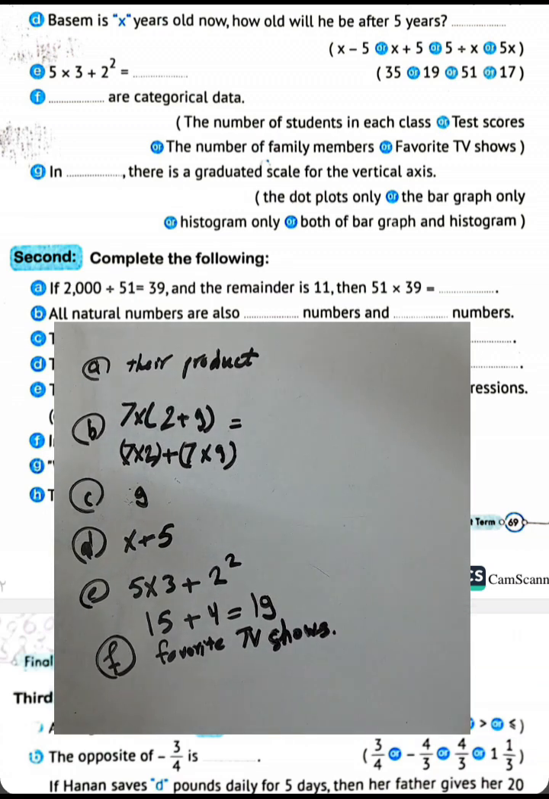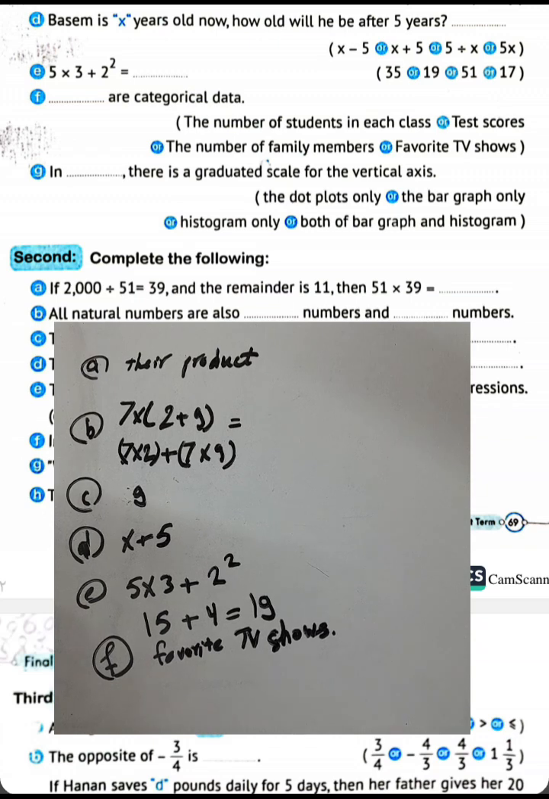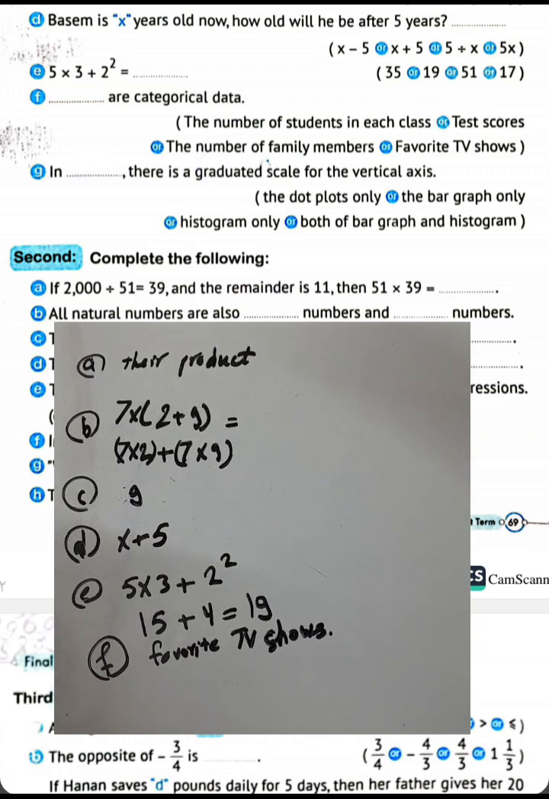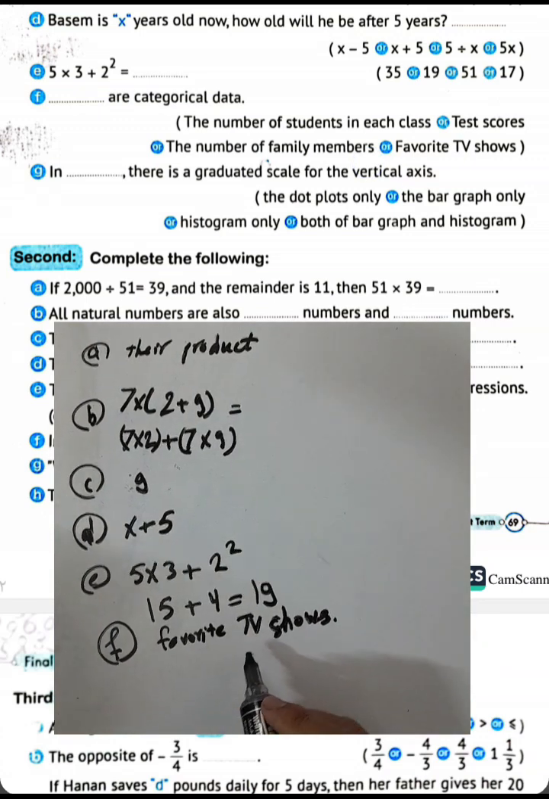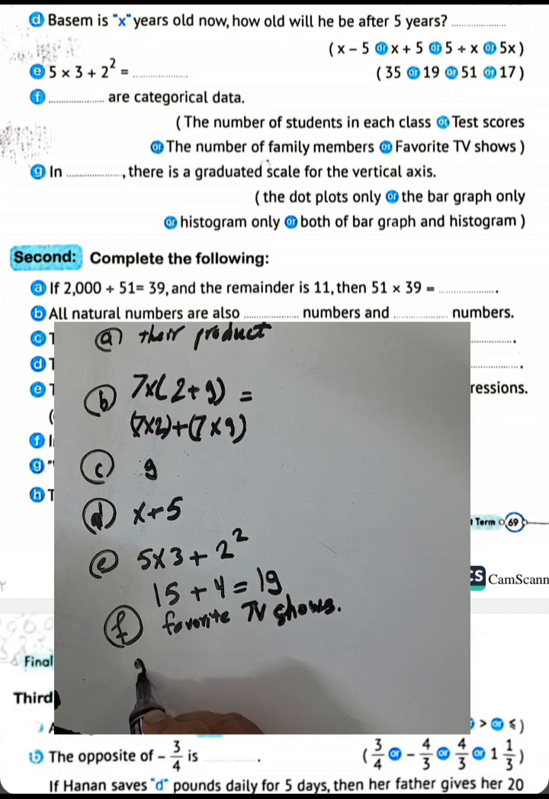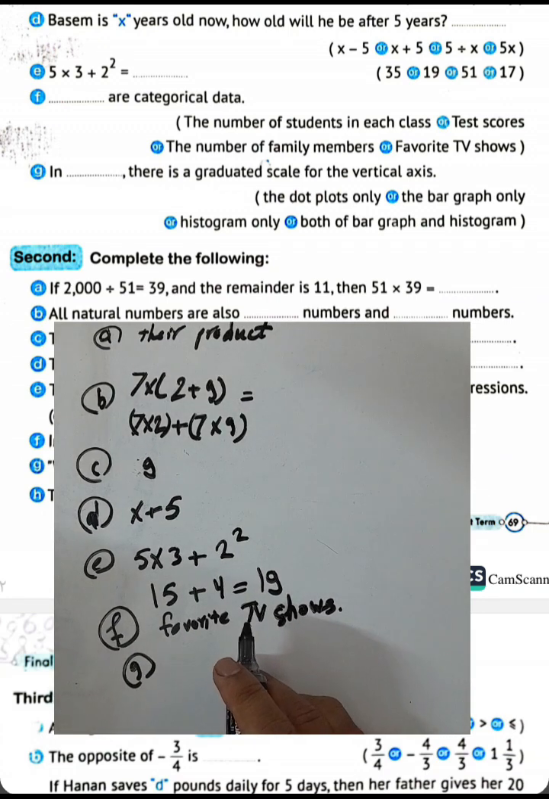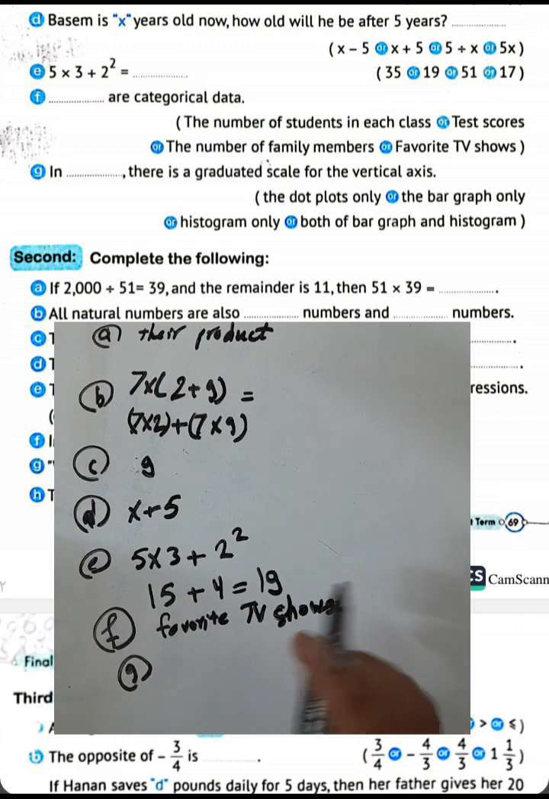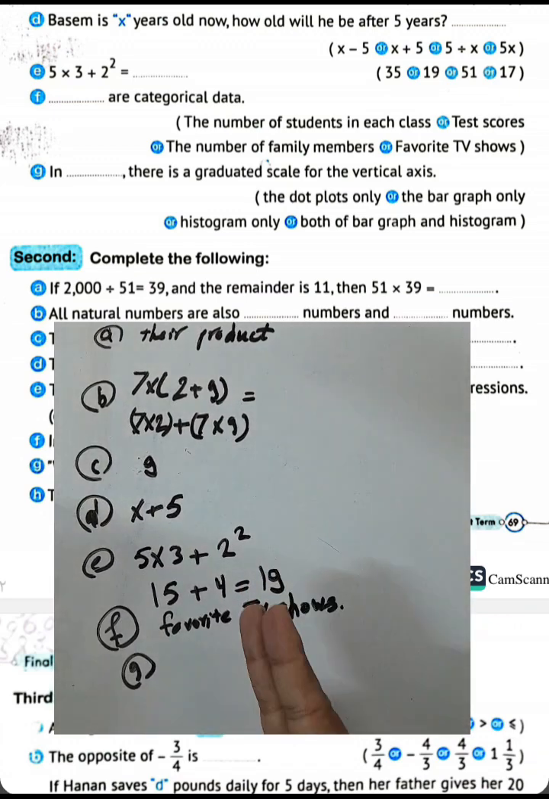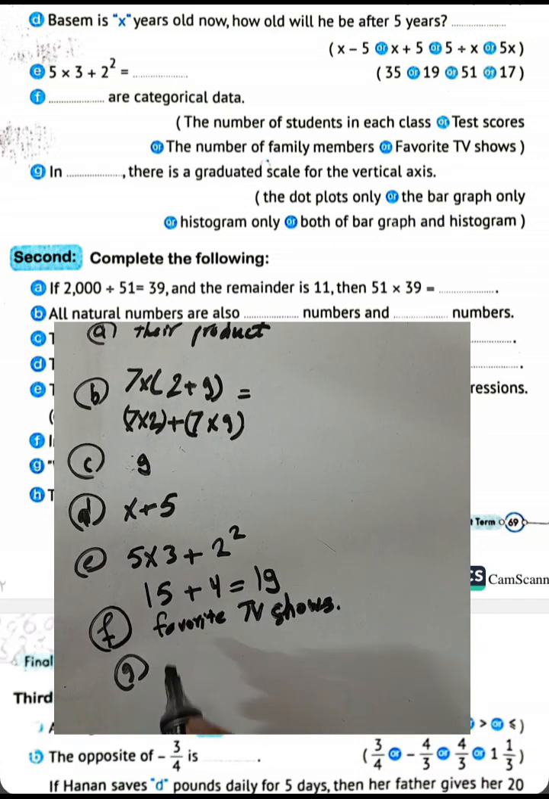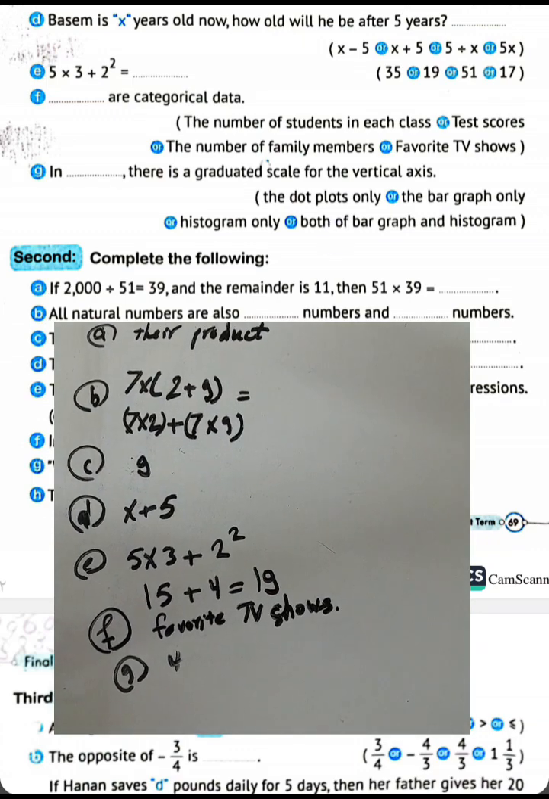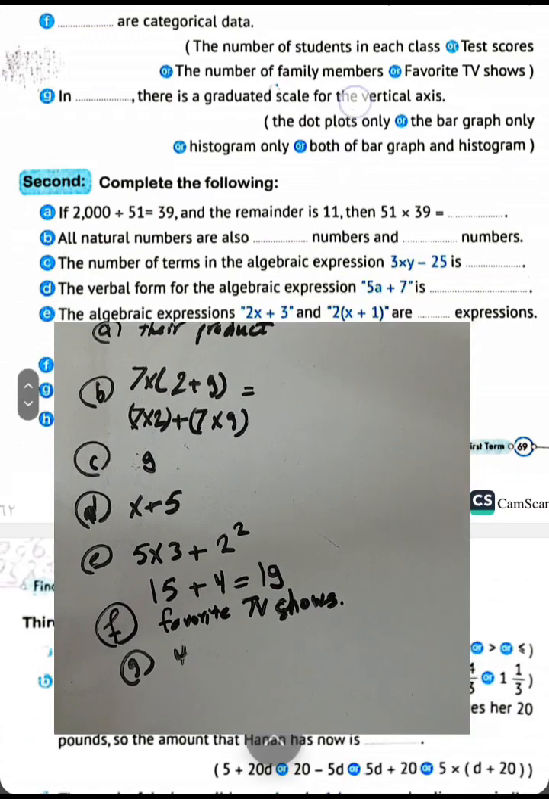Next question. In the space there is a graduated scale for the vertical axis. Vertical axis, what does it show here about question letter G? Bar graph and histogram too. We use the vertical axis, and bar graph and histogram show the frequency here.